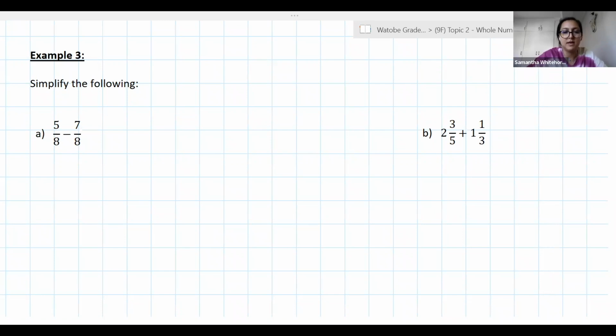Nice. Lots of hands, like it. Lufuno, what do we need? Ma'am, the denominators must be the same, ma'am.